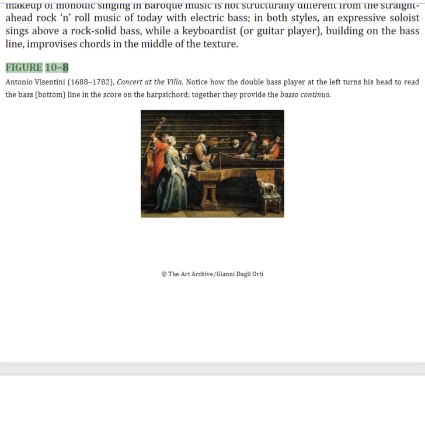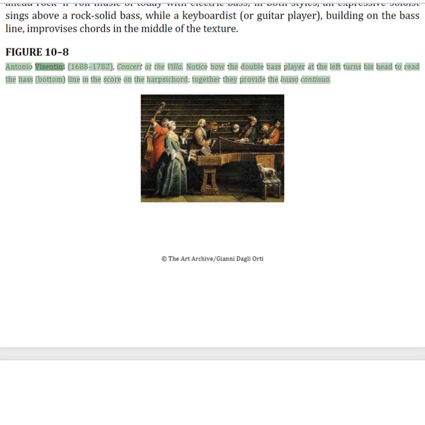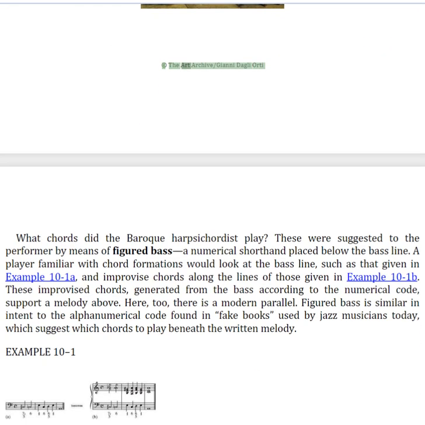Figure 10:8. Antonio Vicentini, Concert at the Villa. Notice how the double bass player at the left turns his head to read the bass line in the score on the harpsichord. Together they provide the basso continuo. Copyright The Art Archive, Johnny Dagli Orti.